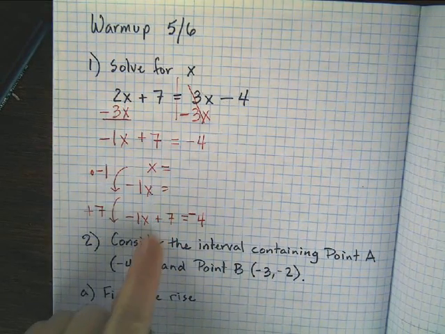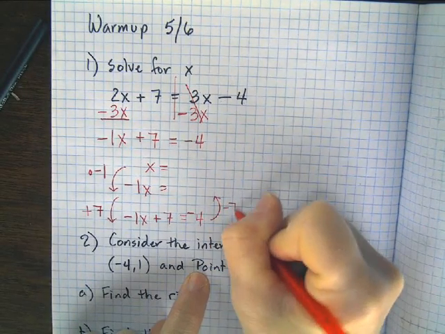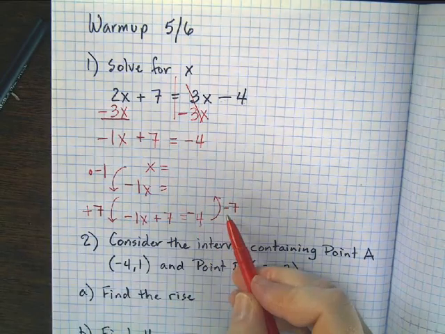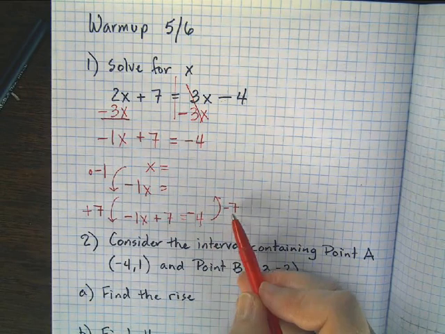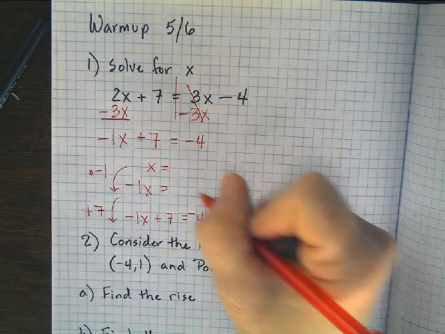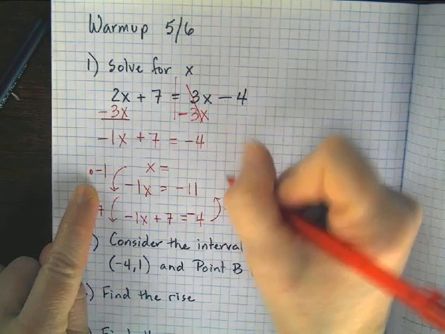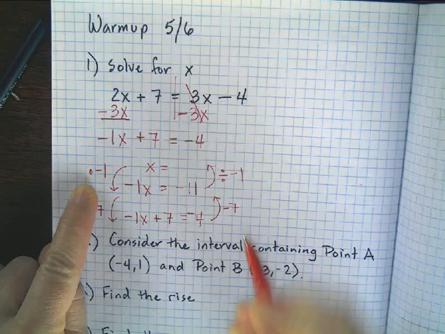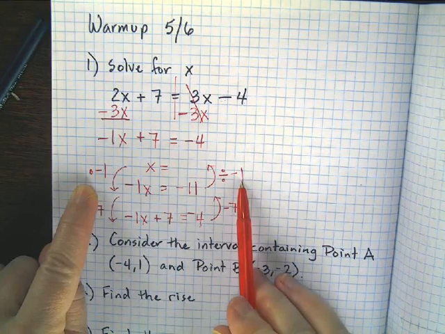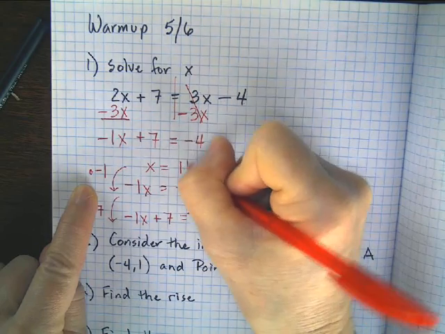All right, so now I need to do the opposite of plus 7, which is minus 7. Negative 4 minus 7, that's the same as negative 4 plus negative 7. That's a lot of negatives. That would be negative 11. And now I have times negative 1, so the opposite would be divide by negative 1. A negative divided by a negative is a positive. And 11 divided by 1 is just 11.